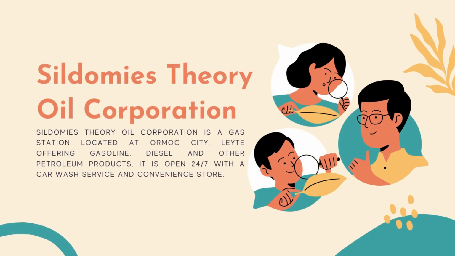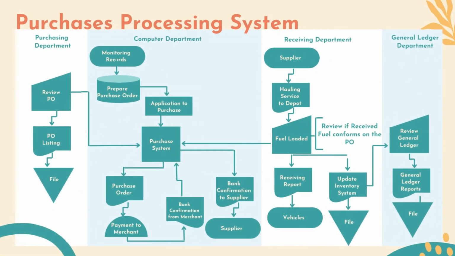Seldomist Theory Oil Corporation is a gas station located at Ormoc City, Leyte, offering gasoline, diesel, and other petroleum products. It is open 24/7 with a car wash service and convenience store. Their purchase process flow is as follows.